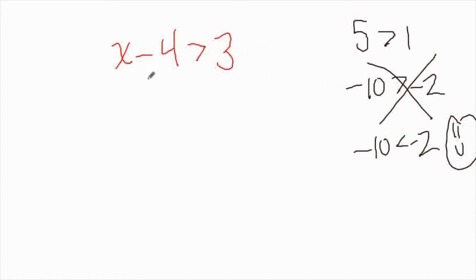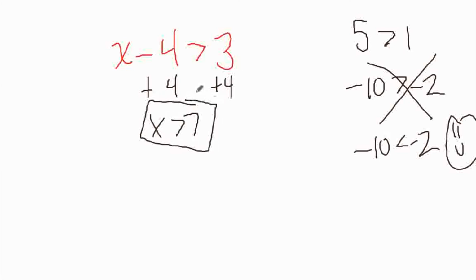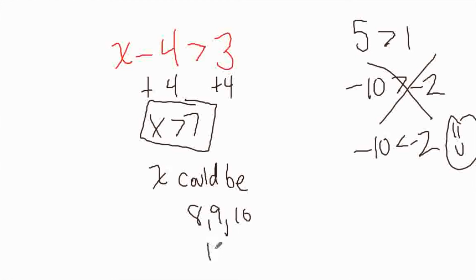So for this one, if I add 4 to both sides, then I can see that x is bigger than 7, and it should be clear that there's an infinite number of things it could be. It could be 8, 9, 10. It can even be 100 divided by 2. If you like fractions, it could be 7.1. If you like decimals, that's the idea there.